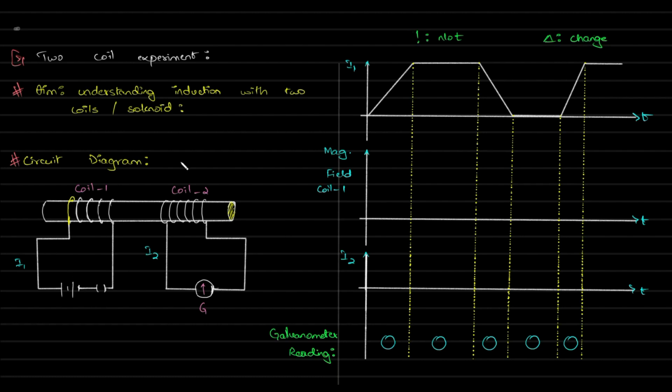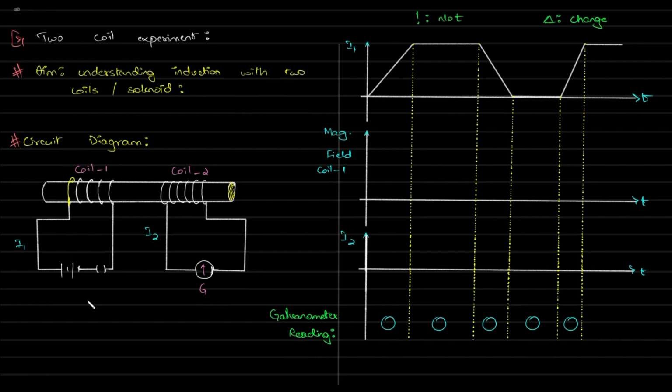So let me explain the circuit diagram, or the structure. You have, say, a pencil or a pipe, around which we have two solenoids constructed. One of them is connected to a battery, another is connected to a galvanometer. Right? So let us switch it on. So there will be flow of current.